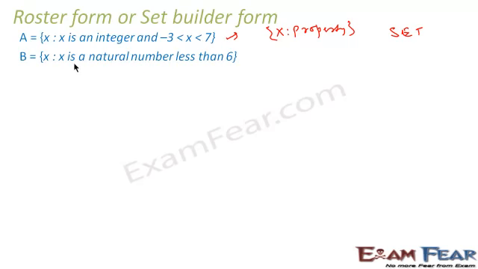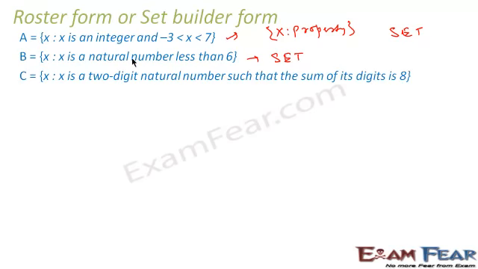In the second question, we say B is the set, X colon X is a natural number. Again, we see it follows the same pattern. So this is also set builder form. C, we say X is a 2-digit natural number such that sum of its digits is 8. Again, here we see the elements have a common property, that is the sum of its digits is 8, and it is in the set builder form because it says X colon property enclosed in braces.